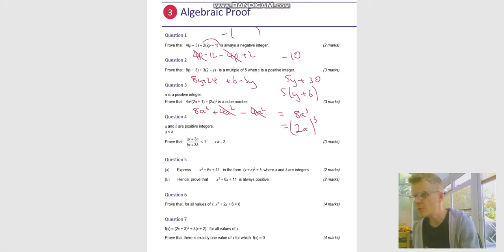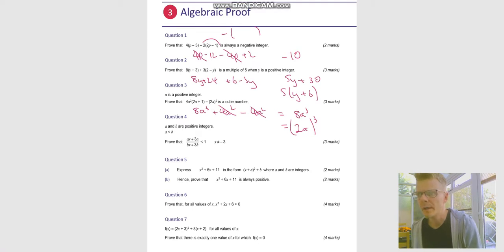With all of these you could finish them off with a sentence to say, and therefore it is a cube number. Or therefore it is a multiple of 5. So a and b are positive integers, a less than b. Prove that this is less than 1 when x is not equal to negative 3.